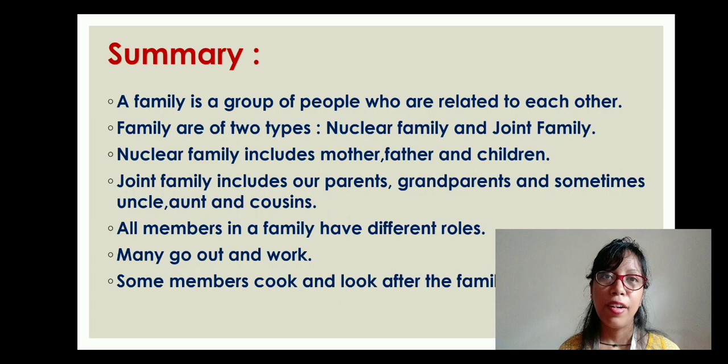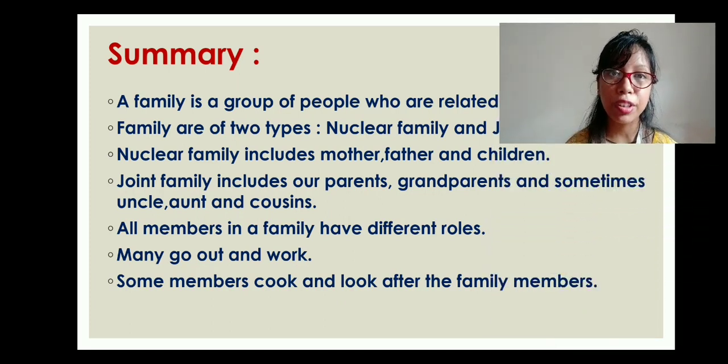So let's do a quick recap of whatever we have learned or discussed in today's class. So what is a family? A family is a group of people who are related to each other. Families are of 2 types, nuclear family and joint family. A nuclear family includes mother, father and children. A joint family includes our parents, grandparents and sometimes uncle, aunt and cousins. All members in a family have different roles. Many go out and work. Some members cook and look after the family members.